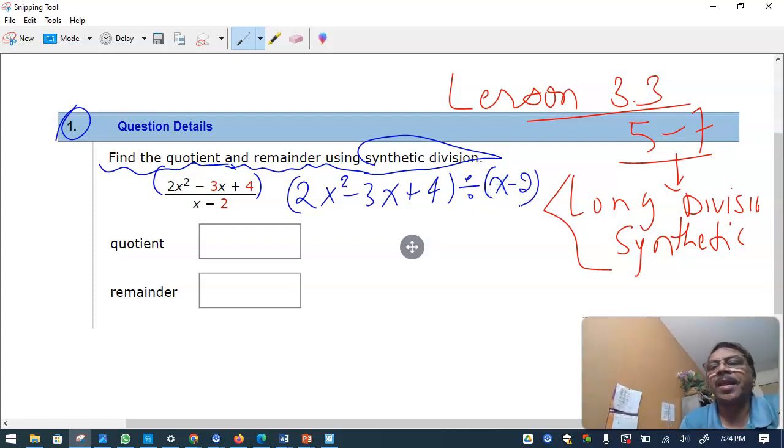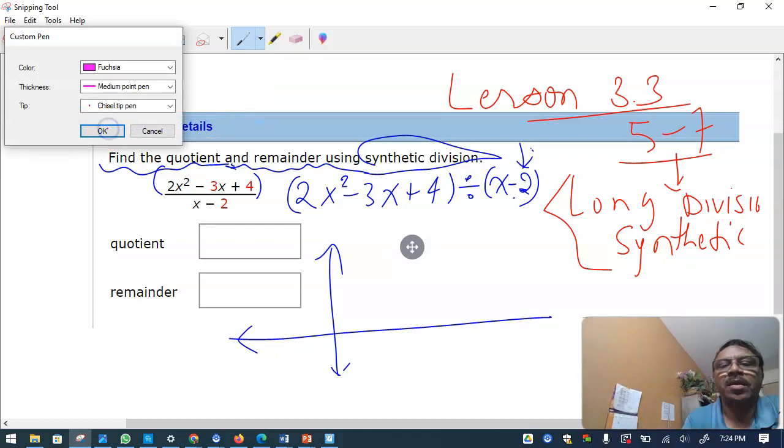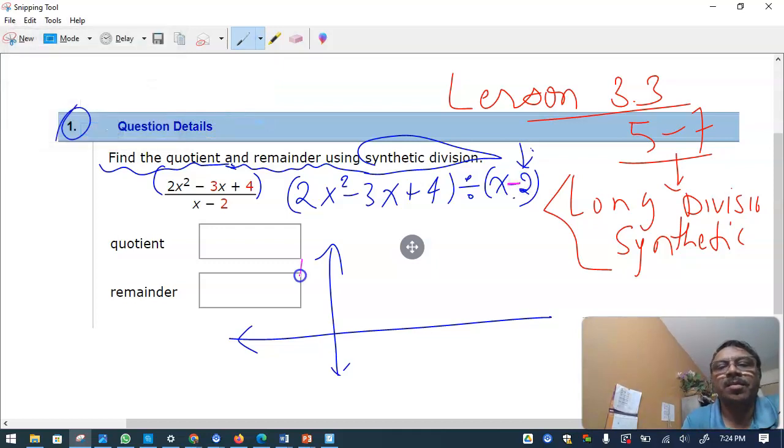Now, when you want to use synthetic division, remember you have to make two perpendicular lines like this. Then this 2, which you see, is plugged in outside. So if it is minus 2, you put a plus 2 here. Then figure out the coefficients of the polynomial. You can see there is a 2 here, so 2 is one of the coefficients. The coefficient of the linear term is minus 3 and the number by itself is plus 4. This is how it's written down.